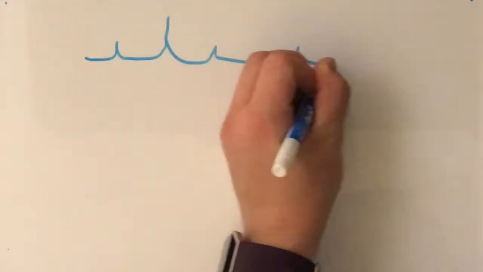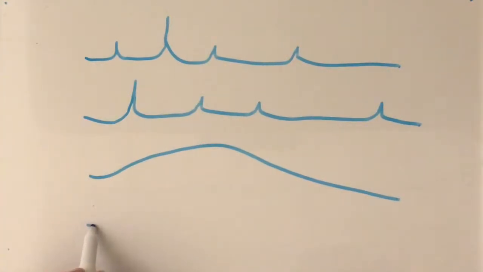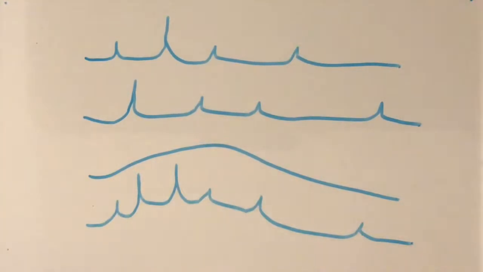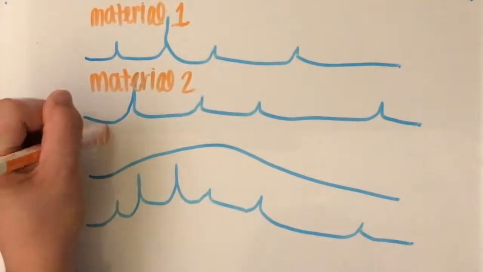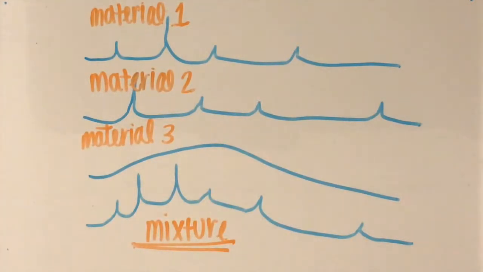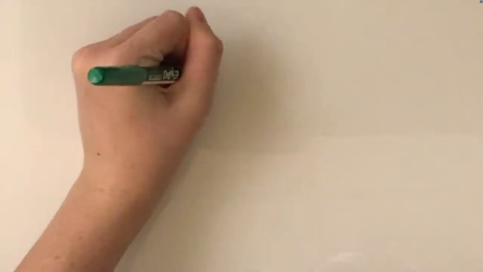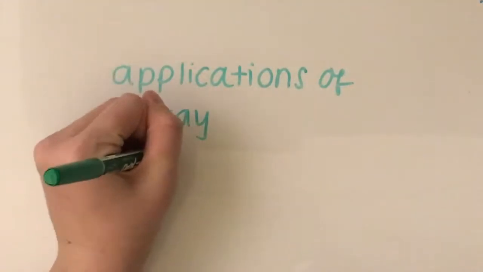Also, graphs can represent mixtures of materials. As seen here, there are 3 different graphs representing 3 different materials. When these materials are combined, their graphs combine as well. As you can see, the different peaks present in the individual graphs are also present in the mixture graph. Since specific peaks correspond to specific materials, X-ray diffraction graphs can be used to find which materials are present in a mixture. Now Kayla is going to discuss in more detail the applications of X-ray diffraction.